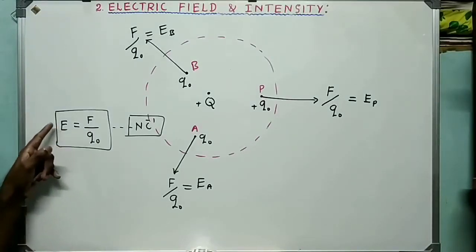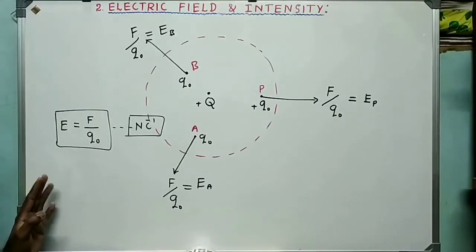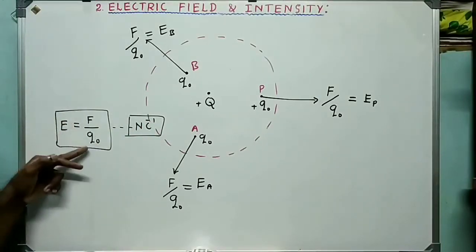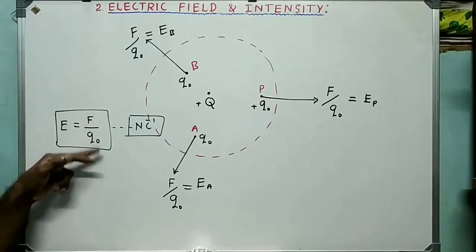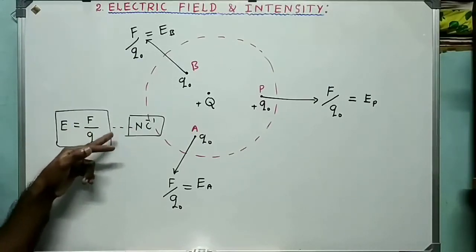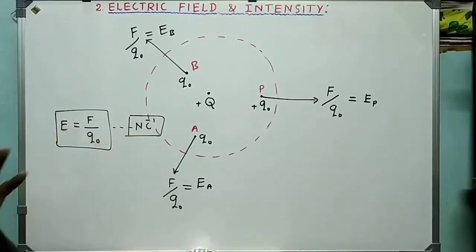What is the SI unit of electric intensity? The SI unit of electric intensity is Newton per Coulomb, because E is equal to F by Q0. F is the electrostatic force, Q0 is the test charge. The SI unit of force is Newton and the SI unit of charge is Coulomb. That's why the SI unit of electric intensity is Newton per Coulomb. Getting the idea?